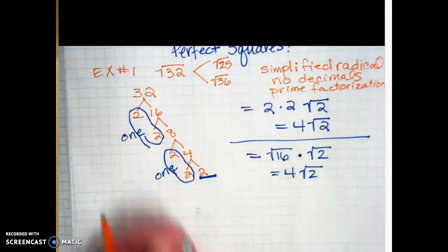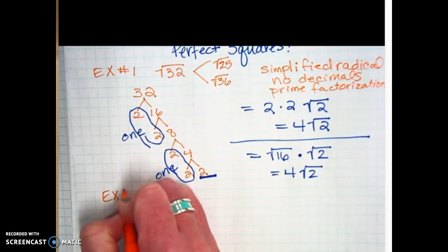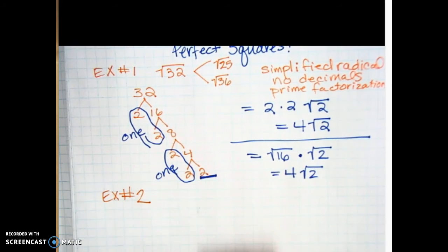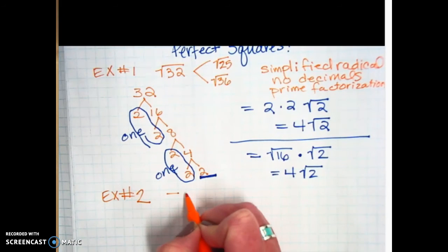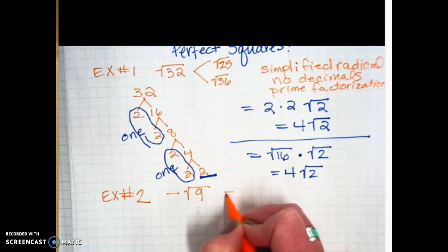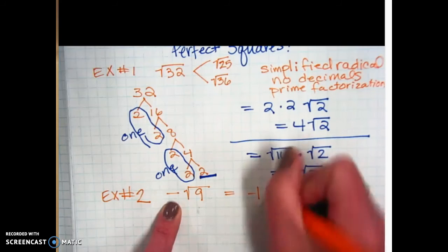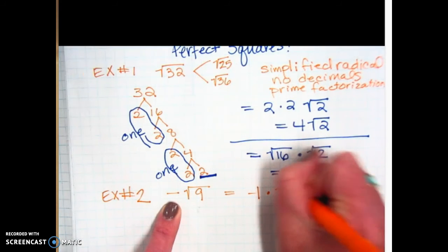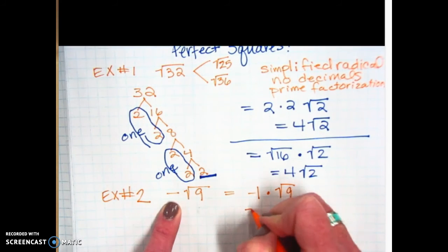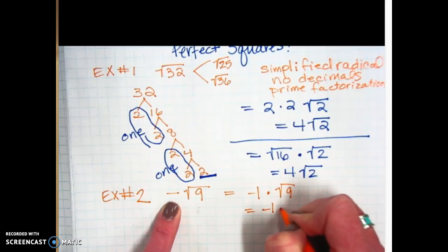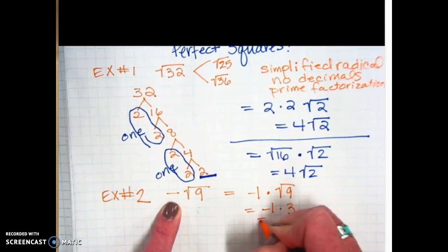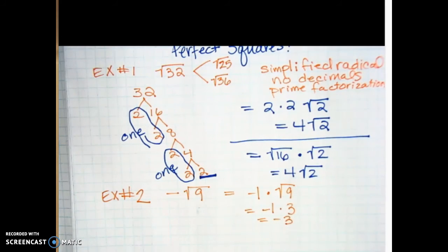Okay, example number 2. If you have a negative sign out in front of the radical, think of it as a -1. So this is the same as saying -1 times the square root of 9, and the square root of 9 is obviously 3, so it's -1 times 3, which is -3.